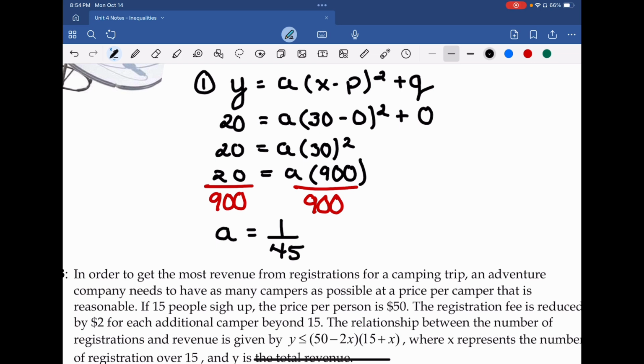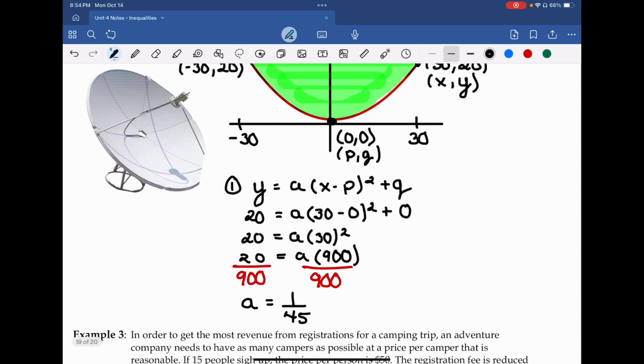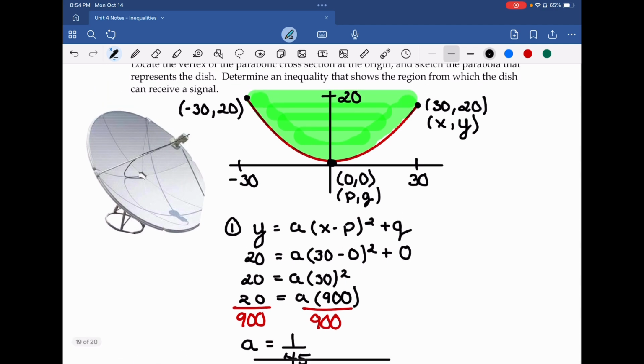Now, hopefully this makes sense, because if we know that this parabola faces upwards, then it must be a positive a value. And a satellite dish is actually quite flat. So when we get 1 over 45 for the a value, that should make sense because it's very sprawled out, very flattened out towards the x-axis. Our diagram might not do the best job of this, but if you look at the diagram on the left, the dish is pretty flat overall.